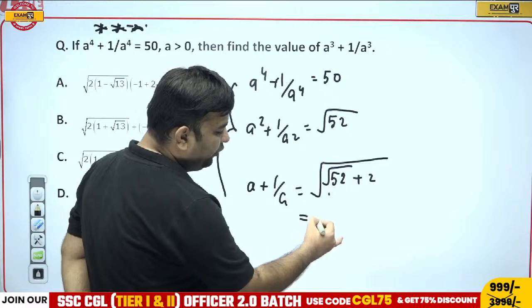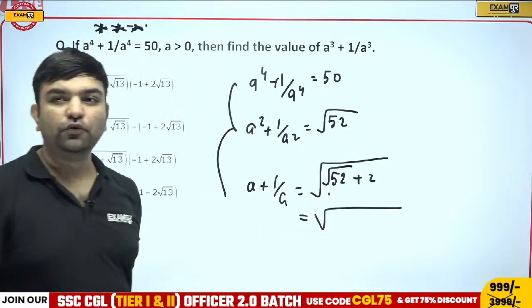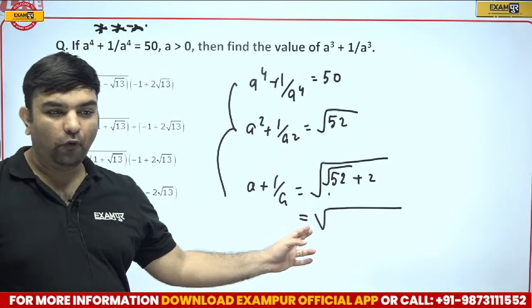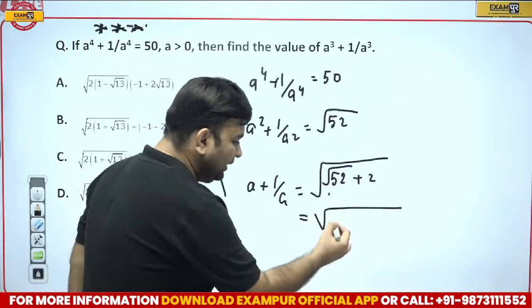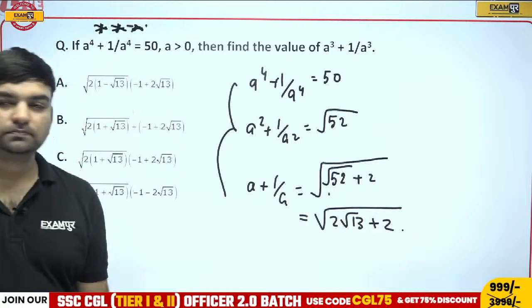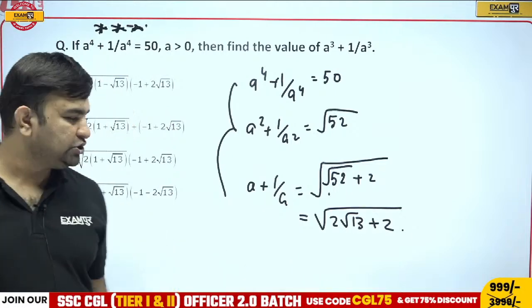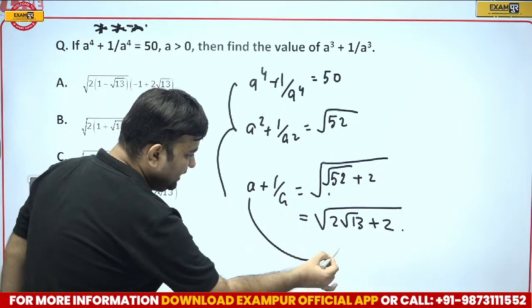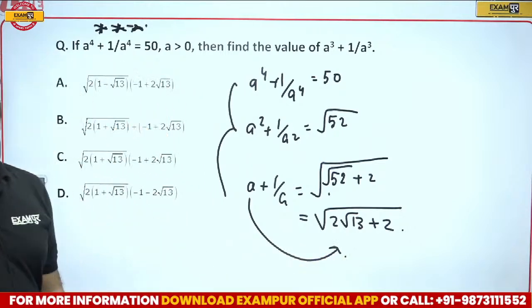This is 13 into 4, and 13 into 4 is 52. And 4 will come outside as 2, so 2 root 13 plus 2. So a plus 1 upon a is 2 root 13 plus 2.